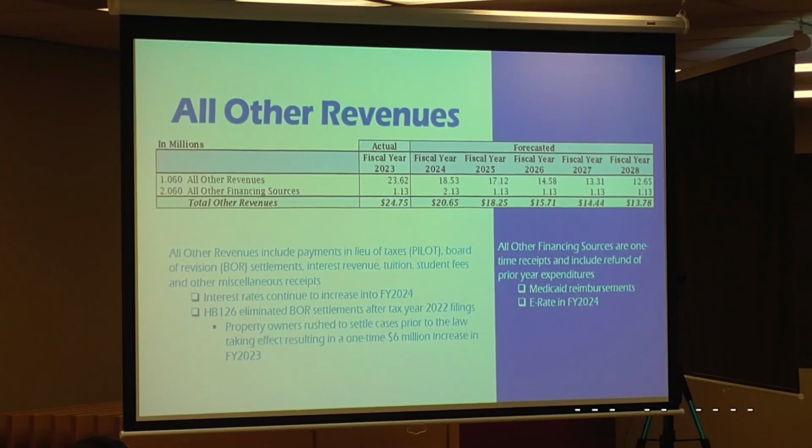And then all other revenue sources are generally one-time receipts. These include our Medicaid reimbursements. We also expect to receive an E-rate reimbursement in the current fiscal year 24 of about $1 million. That's a one-time reimbursement. Shout out to Tim Stifler in the back for all his work on that, for our infrastructure update.